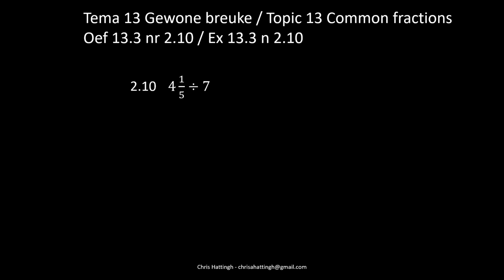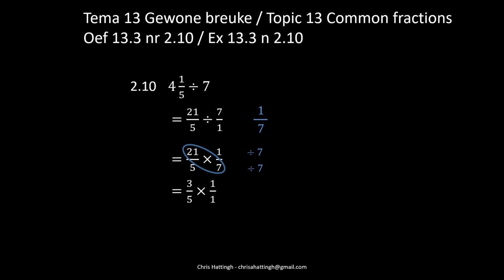Number 10. Get rid of a mixed number. So it's 21 over 5 divided by 7 over 1. We're not going to divide by 7 over 1. You're going to use the inverse, and you're going to multiply with the inverse. So you're going to say 21 over 5 times 1 over 7. The 21 and the 7 can simplify by dividing both by 7. So now you sit with 3 over 5 times 1 over 1. That gives you a final answer of 3 over 5.